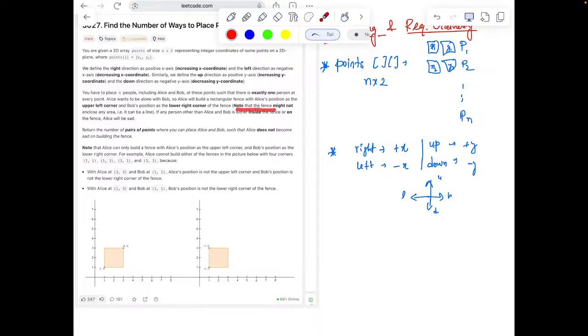Note that the fence might not enclose any area. It can be a line as well. What? Okay, but what's the case here? How to make sure that Alice wants to be alone with Bob?